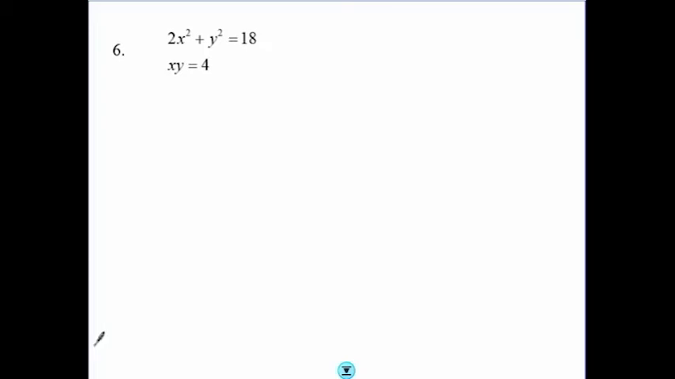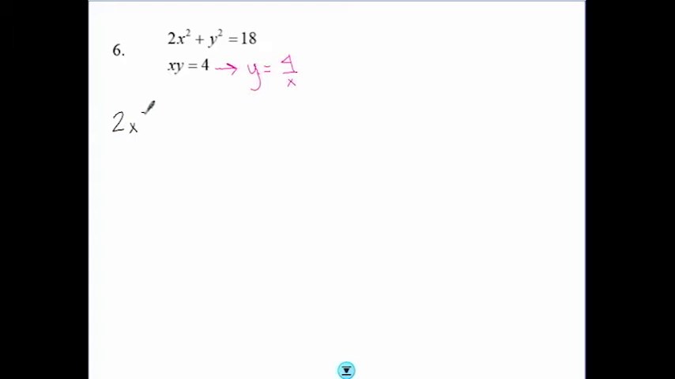Lastly, we have number 6. Our first equation is an ellipse. The second one, we haven't seen equations like this yet this year. Now, if I try to eliminate a term, it's not going to work out. So I need to do substitution for this problem. I'm going to take the second equation, divide both sides by x, so I end up with y equals 4 over x. Then I need to substitute this into the first equation for y.